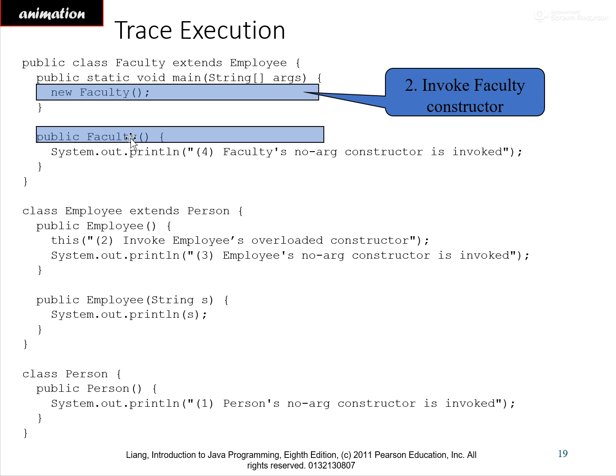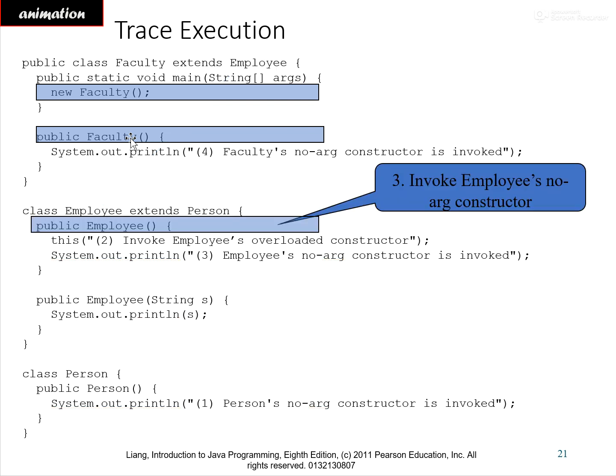But faculty, remember, is a subclass of employee. So before any line of code inside faculty's constructor executes, we jump to employee's no arg constructor. Why the no arg constructor? Because we're not on the first line of the faculty constructor, we're not specifying explicitly which constructor of the employee superclass to run. So if we don't specify anything, the call will automatically go to the superclass's no arg constructor.